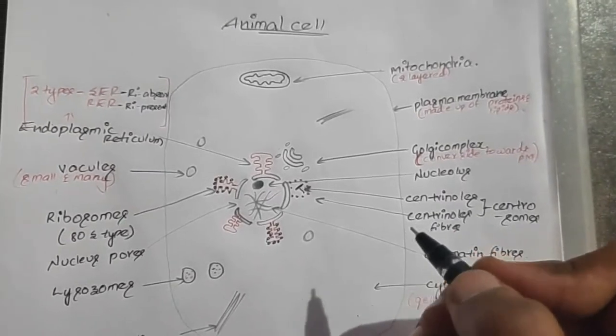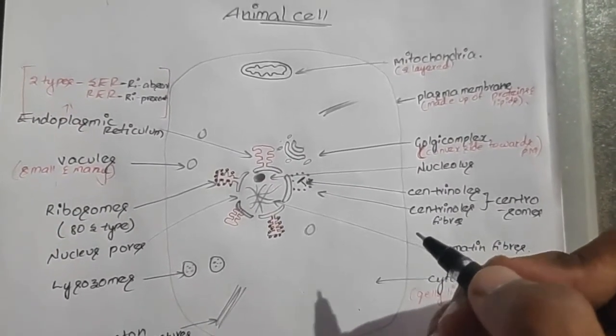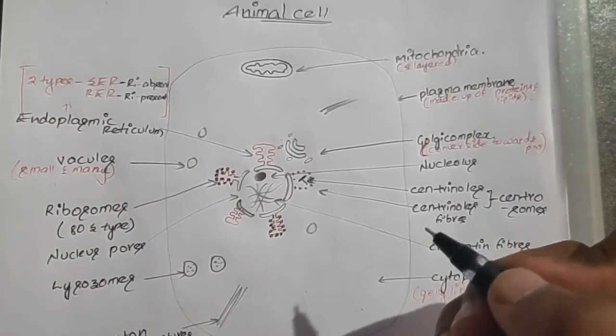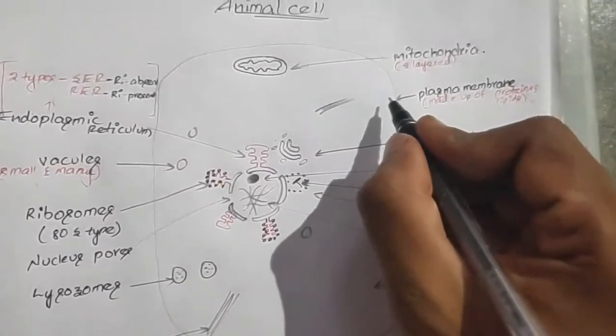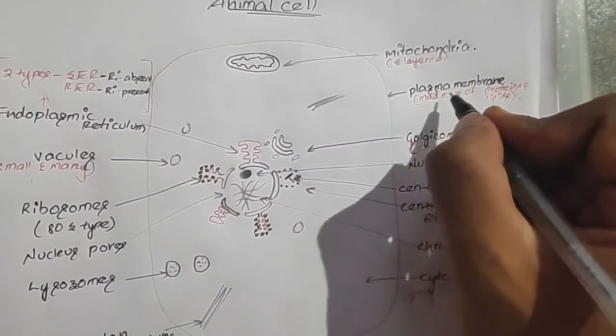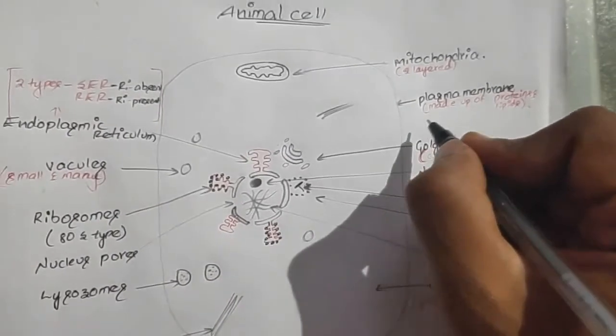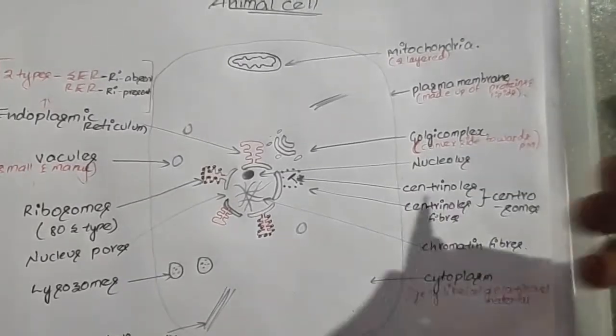Animal cell. But this animal cell slightly varies from the plant cell. Almost both cells are similar, but some differences are seen between plant cell and animal cell. In animal cell, the outermost layer is the plasma membrane. This plasma membrane helps in protection of the cell, and it is made up of proteins and lipids.